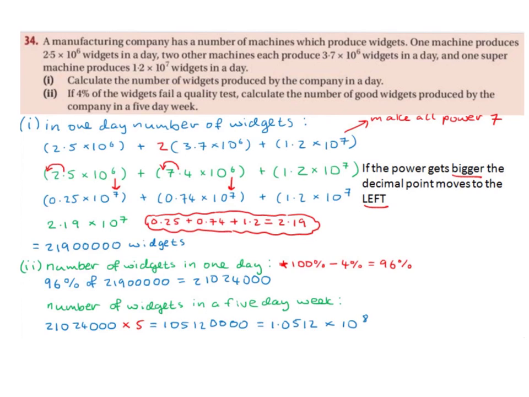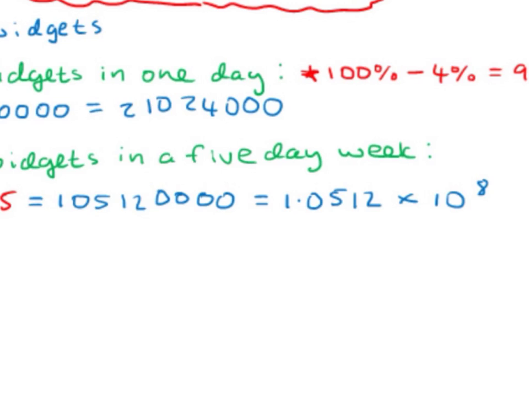So 21,024,000 multiplied by 5 is going to give us 105,120,000, and we want to change that to scientific notation. So what we're going to do is move our decimal point to the left until there is a number that is greater than or equal to 1 and less than 10. Our decimal point is at the end of any whole number. So we're going to move it 1, 2, 3, 4, 5, 6, 7, 8 places to the left so that the decimal point is just after the first digit. So we have 1.0512, and that's going to be times 10 to the power of 8 because I moved the decimal point 8 places to the left.